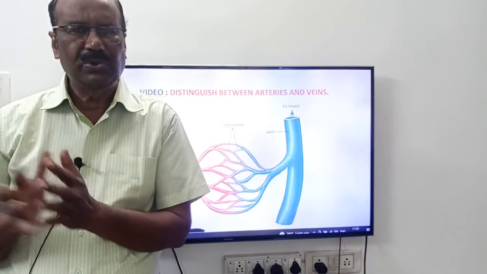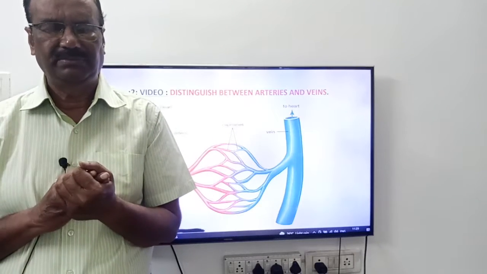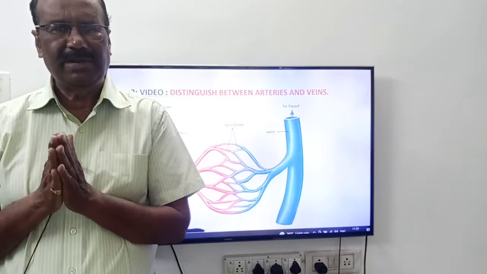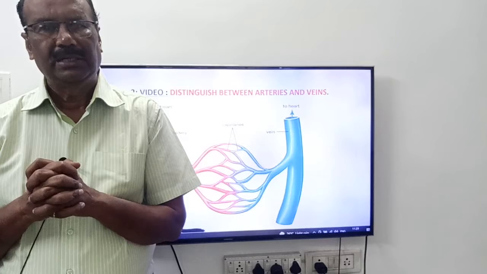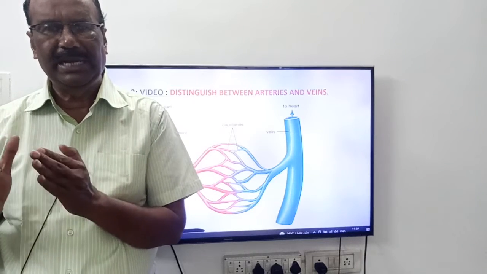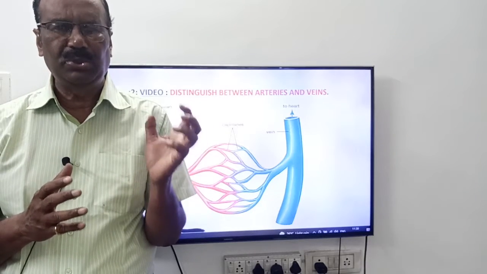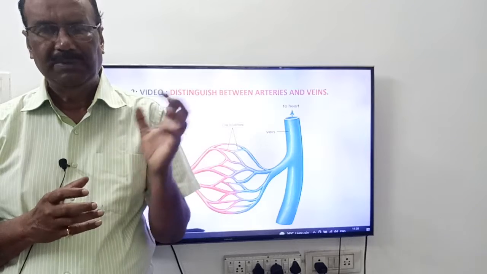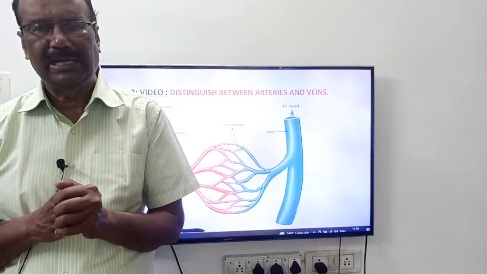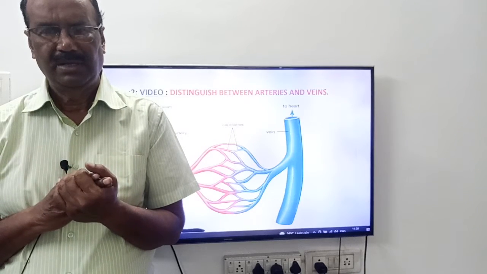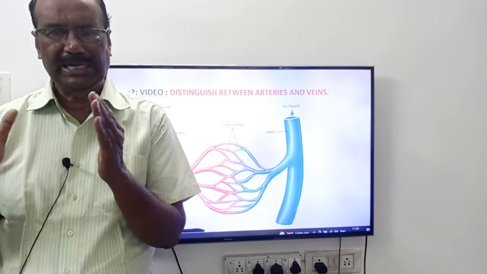These blood vessels are mesodermal in origin. The study of blood vessels is called angiology. Friends, if you see the internal structure of a blood vessel, it has 3 layers: outer layer, middle layer, inner layer. The outer layer is also called tunica externa or tunica adventitia. The middle layer is called tunica media. The inner layer is called tunica interna or tunica intima.